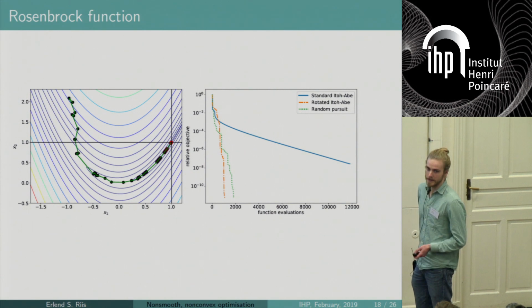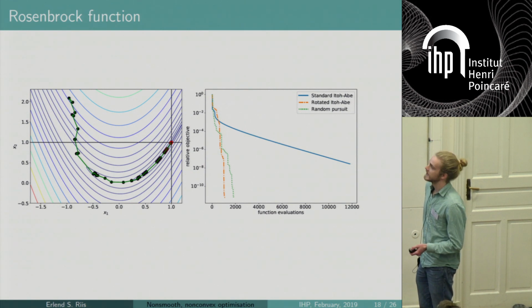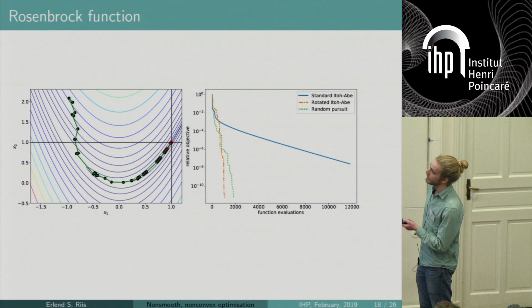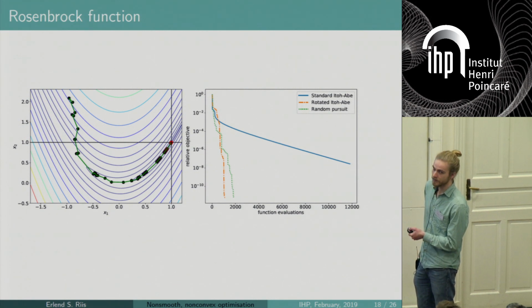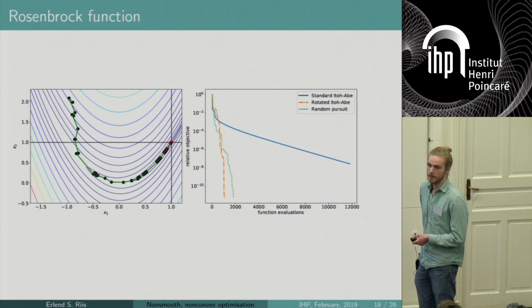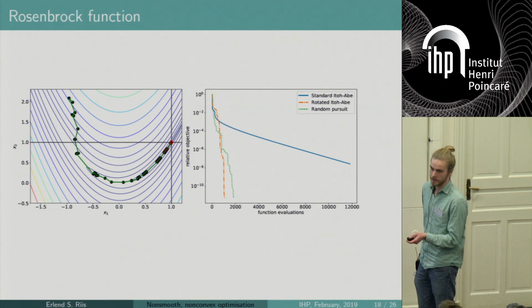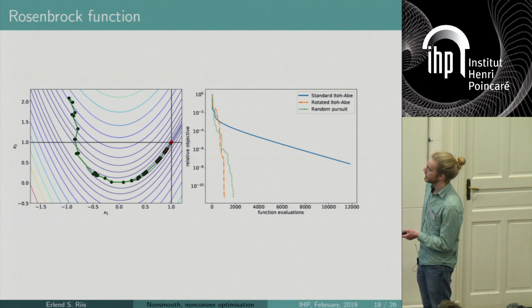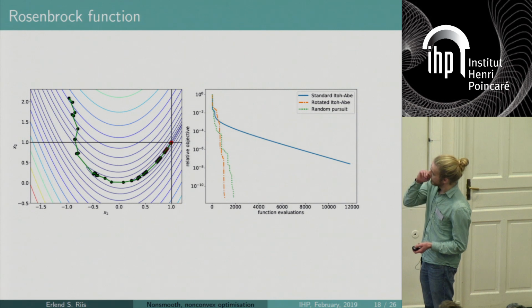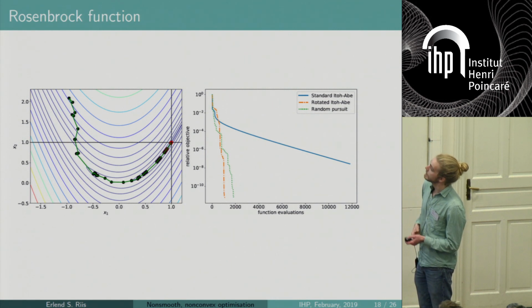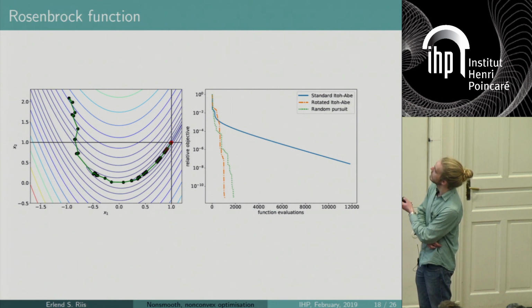I haven't included many numerical examples in this talk. Here's just one where we tested it on the Rosenbrock function, which is a classic test case for non-convex optimization. We also applied it to a non-smooth variant of the Rosenbrock function. It solves it quite nicely.